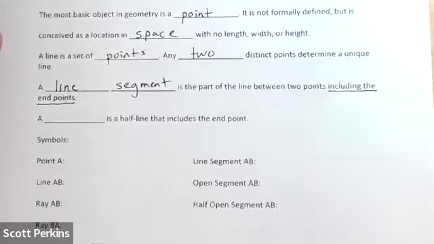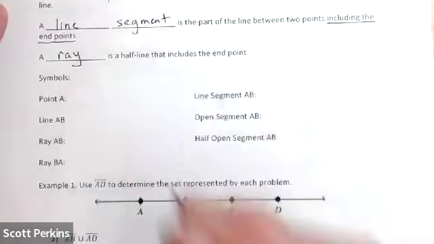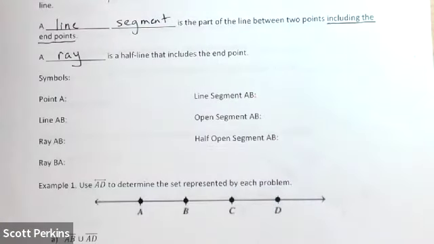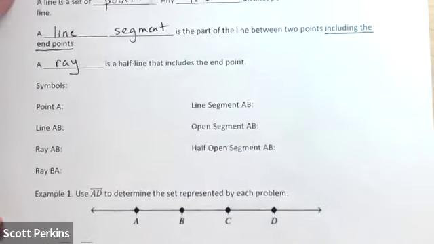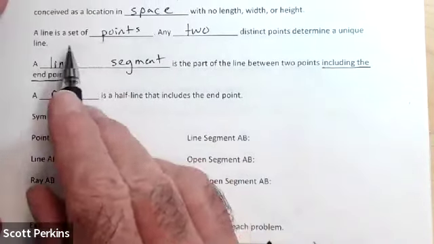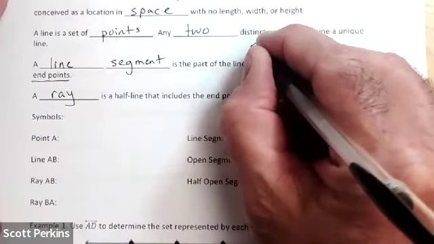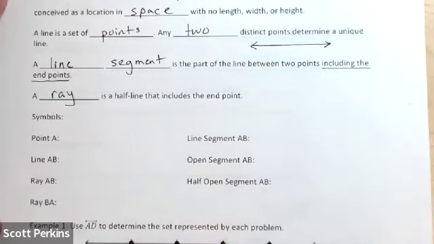Another commonly used geometric form is called a ray. A ray is a half line that includes the endpoint. I'm going to show you some of the ways that we notate these things so that you're able to use them. Also, let me just draw a quick picture. A line is a set of points, and any two points determine a unique line. So a line, the way we would notate it, goes like this, where the arrows on the ends indicate that the line goes forever in each direction.